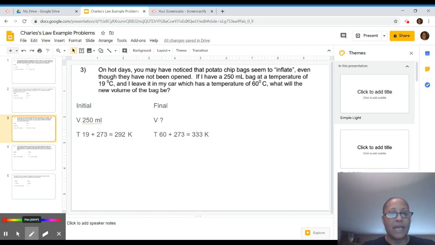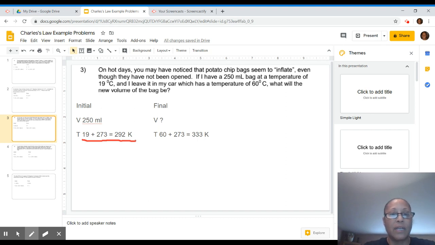You may have noticed that potato chip bags seem to inflate, even though they have not been opened. If I have a 250 milliliter bag at a temperature of 19 degrees Celsius, so those are my initial temperature and volume. So I have 250 milliliters, and my temperature is 19 degrees Celsius, and right here I convert that to Kelvin by adding 273.